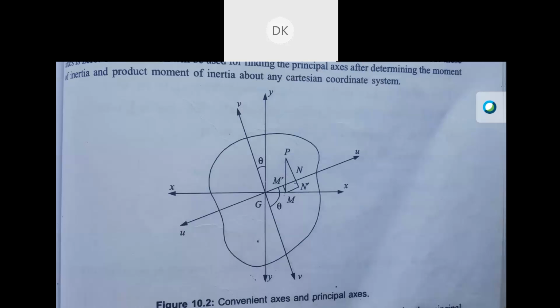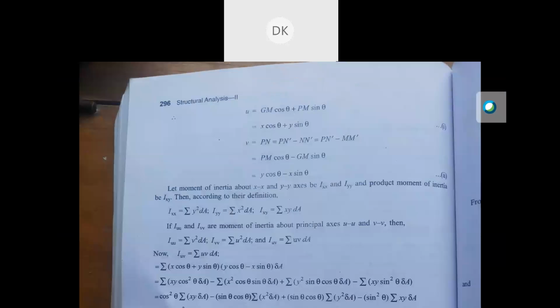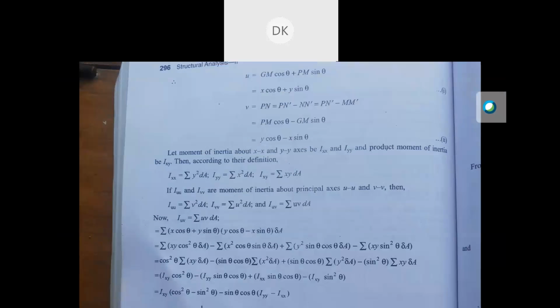Similarly, we need to find out that v also. See here, v. What is the v distance? V is nothing but from that u axis, that distance of pn. And pn is what? Pn dash minus nn dash, and nn dash is the parallel distance of mm dash. So similarly, if we resolve the force along this axis, you can easily find out this u and v. After that, all the simple calculation, you need to put these values.